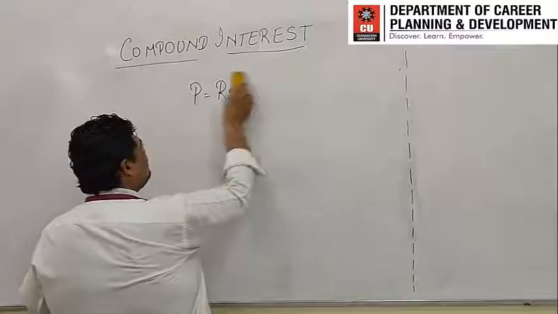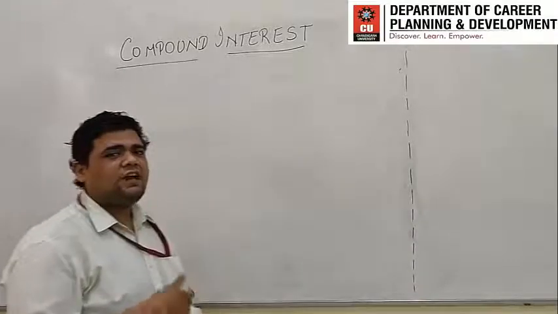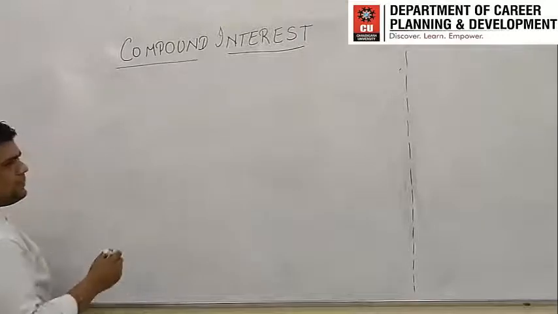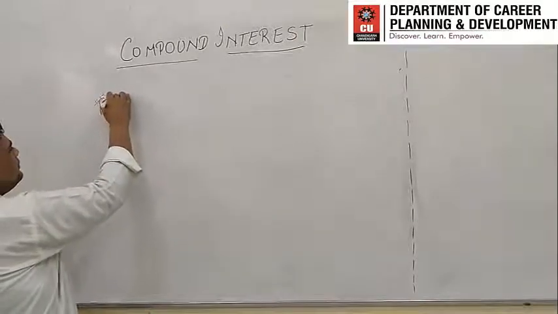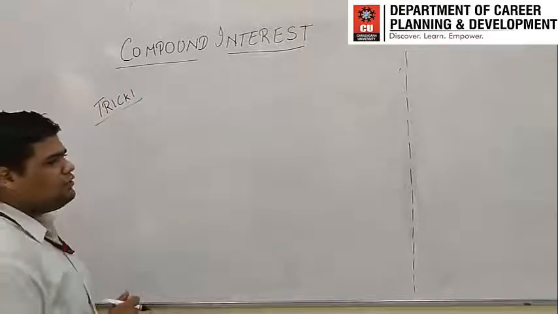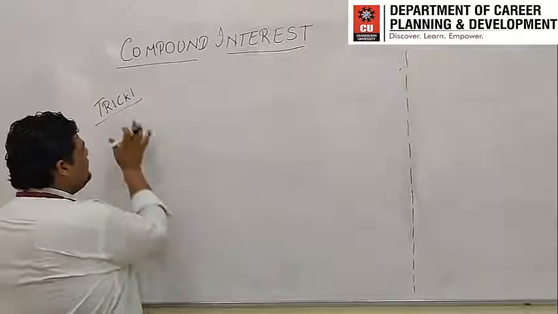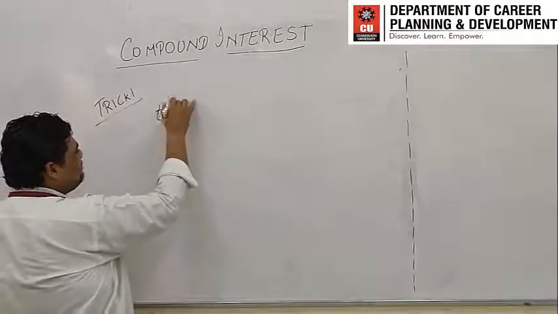Now let's see some short tricks to solve this question. Firstly, we will see if the time given to us is 2 years. If the time given to us is 2 years, we will apply this first trick only for those types of questions. Time should be given 2 years.